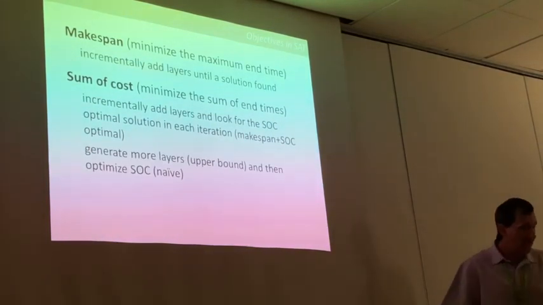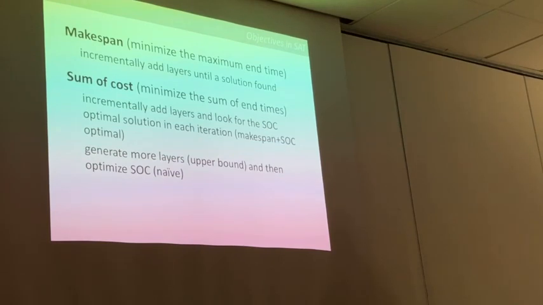If we want to really optimize the sum of cost, we can do the following. Rather than generating the smallest number of layers, we use the upper bound. So we generate many more layers. We allow the agents to move longer, and then we optimize the sum of cost. Optimizing means basically running branch and bound in terms of SAT, which is possible. It means repeated calls to SAT. But it's very naive. Why?